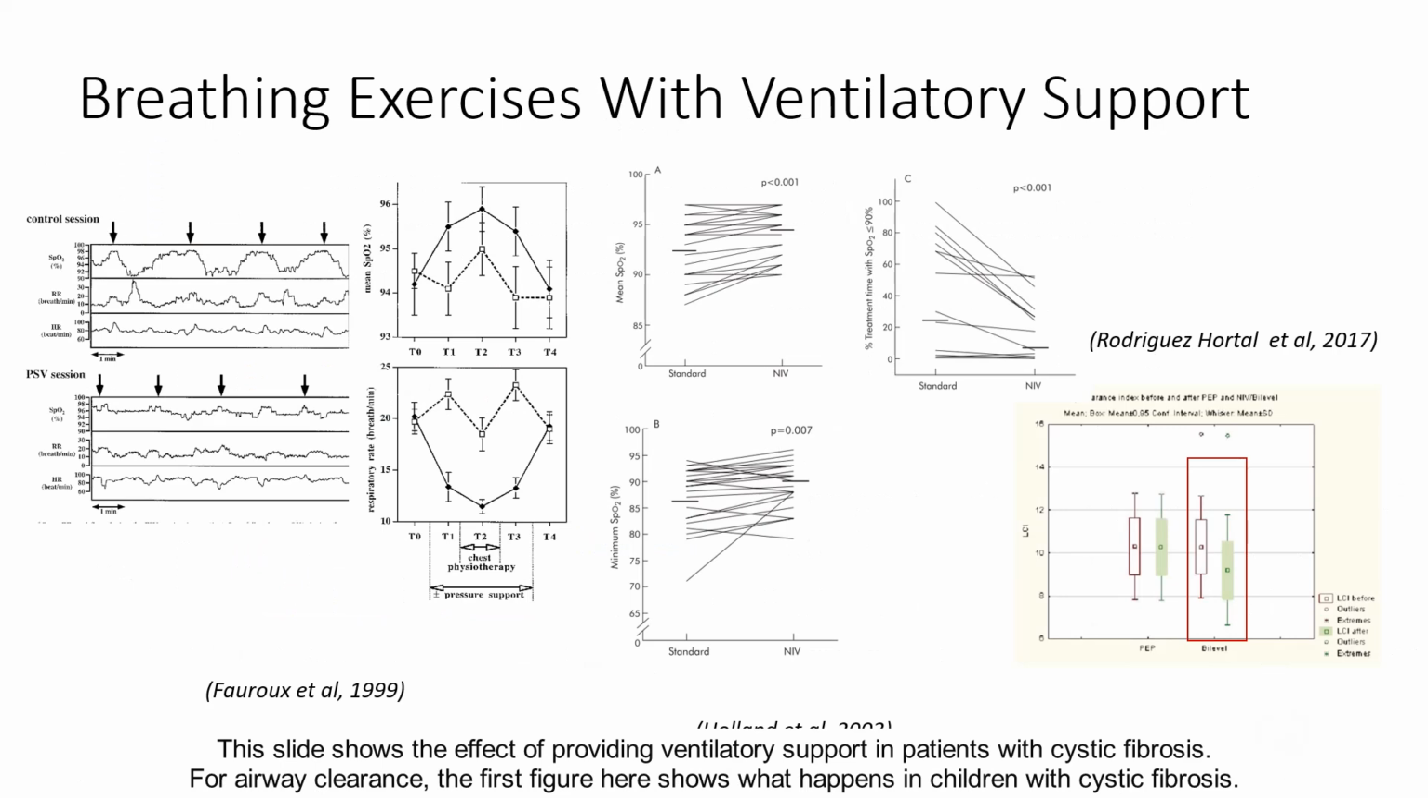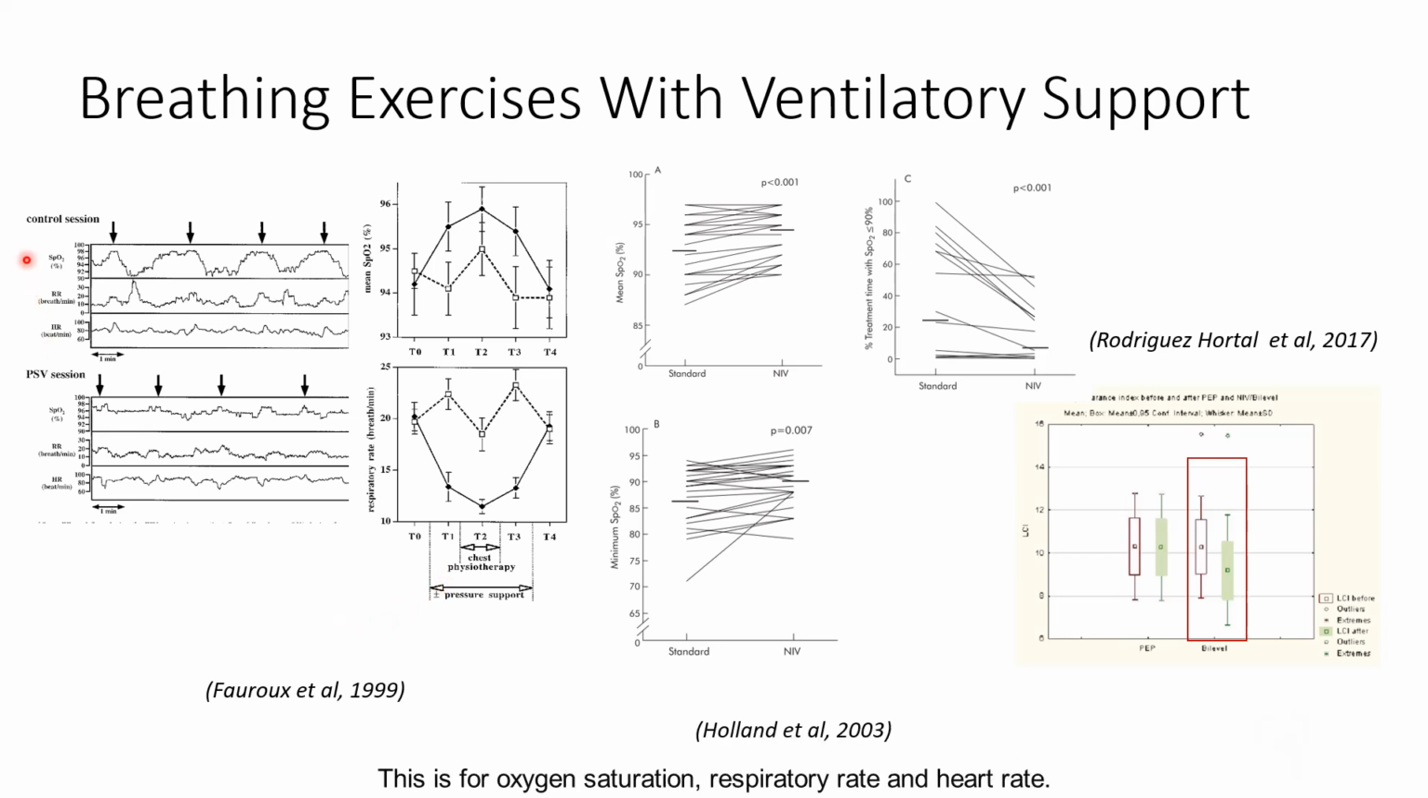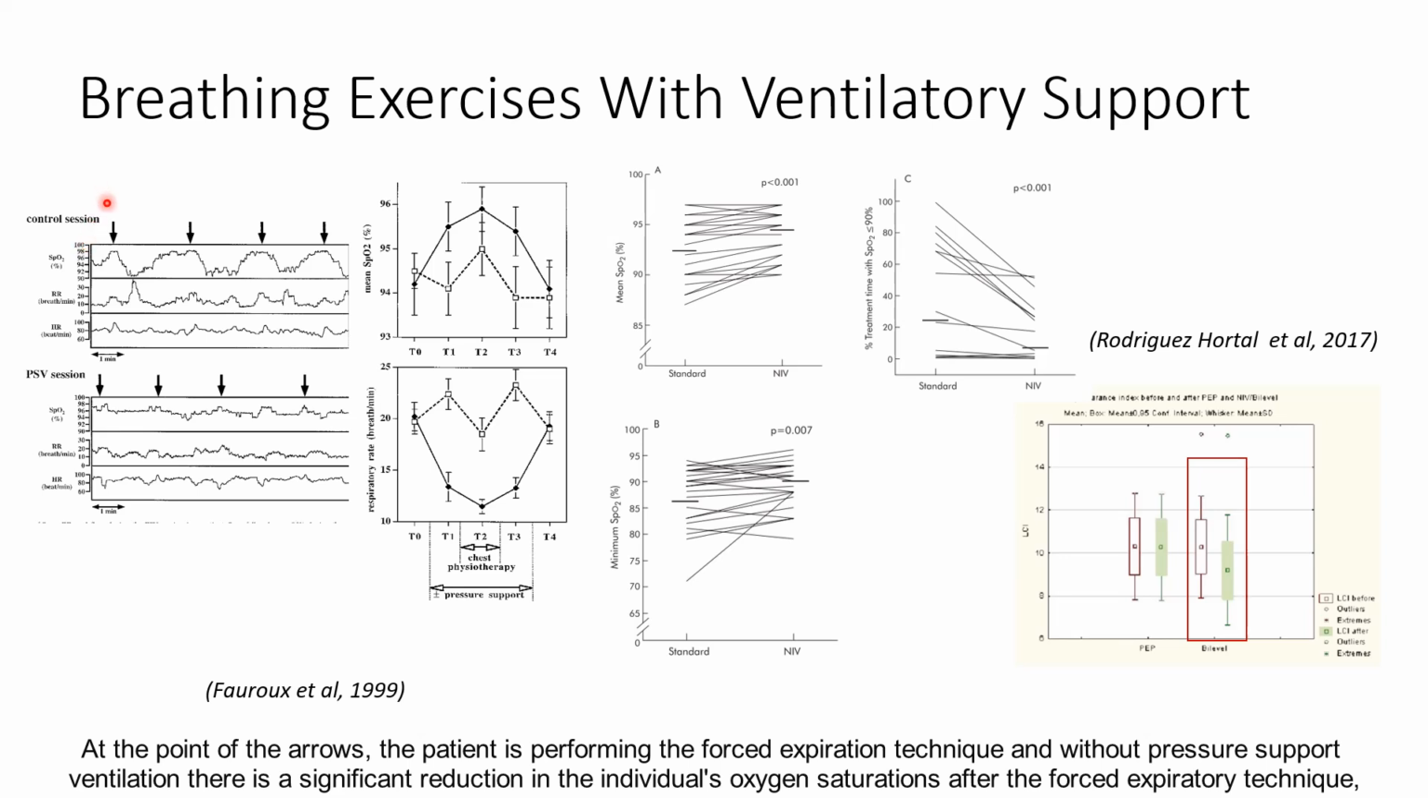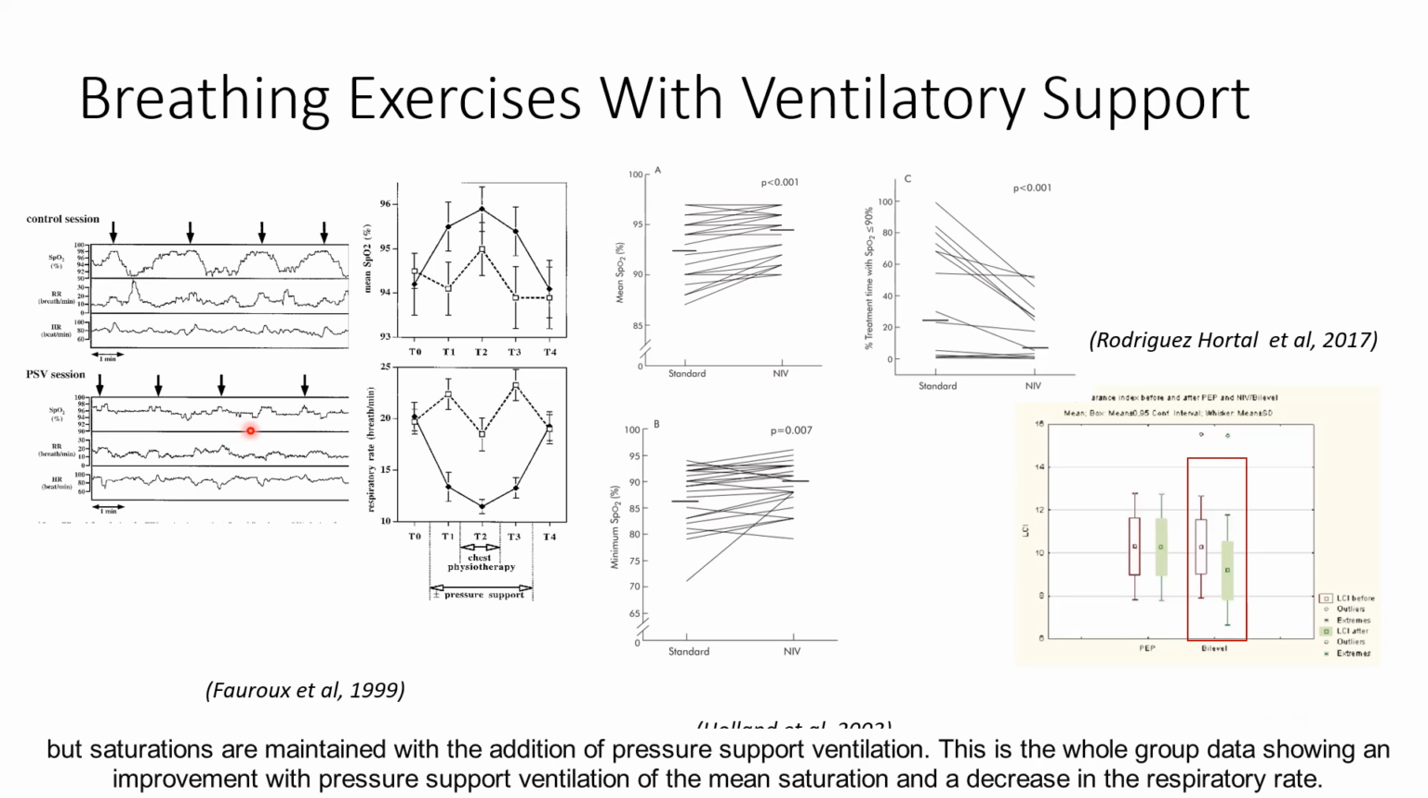This slide shows the effect of providing ventilatory support in patients with cystic fibrosis for airway clearance. The first figure here shows what happens in children with cystic fibrosis. This is for oxygen saturation, respiratory rate, and heart rate. At the point of the arrows, the patient is performing the forced expiration technique, and without pressure support ventilation, there is a significant reduction in the individual's oxygen saturations after the forced expiratory technique, but saturations are maintained with the addition of pressure support ventilation.